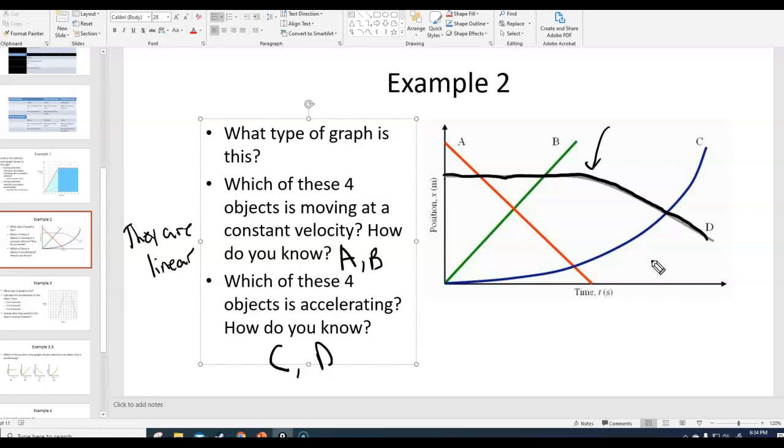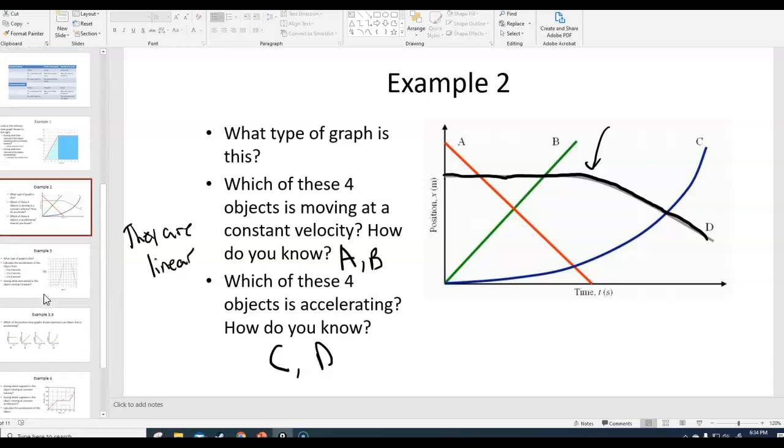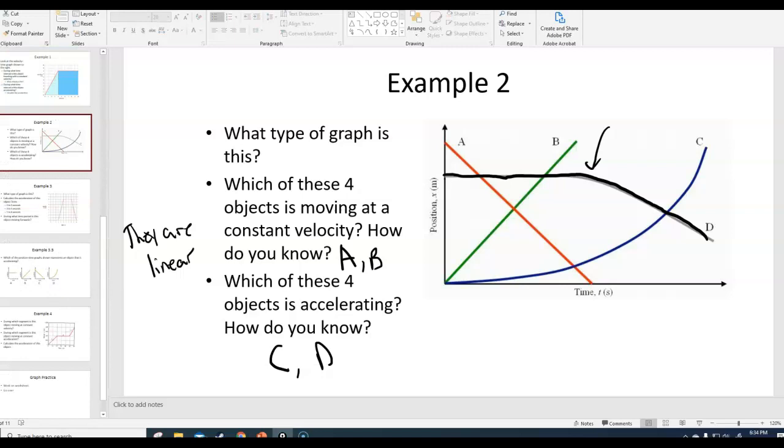Again, based off of the shape of a graph, you should be able to answer the question of what type of motion it is. Is it constant velocity or is it accelerating? Those are your two options for motion. So let's do a few more examples.